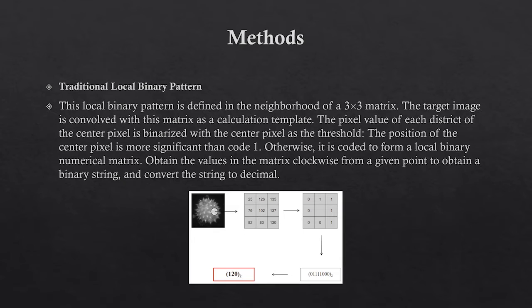If the position of the pixel is more significant than the center pixel, it is coded 1. Otherwise, it is coded 0, to form a local binary numerical matrix. Obtain the values in the matrix clockwise from a given point to obtain a binary string and convert the string to decimal.